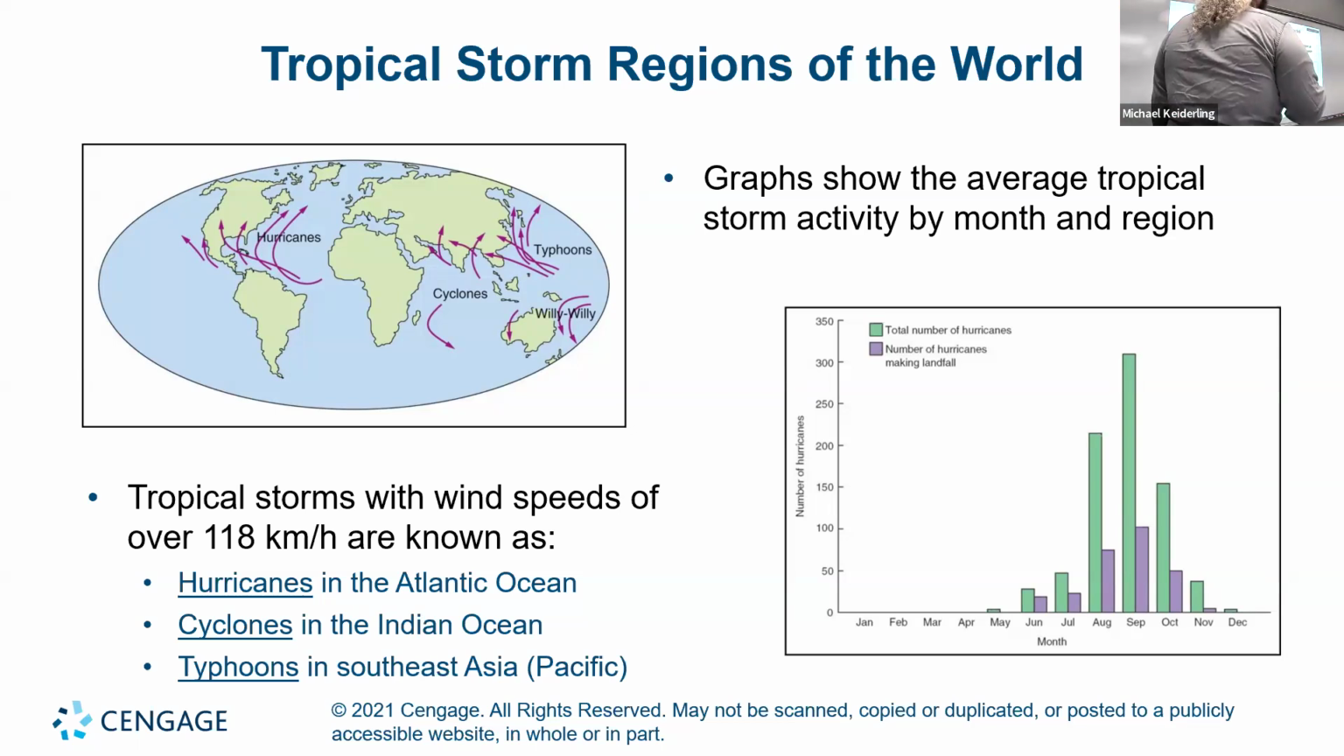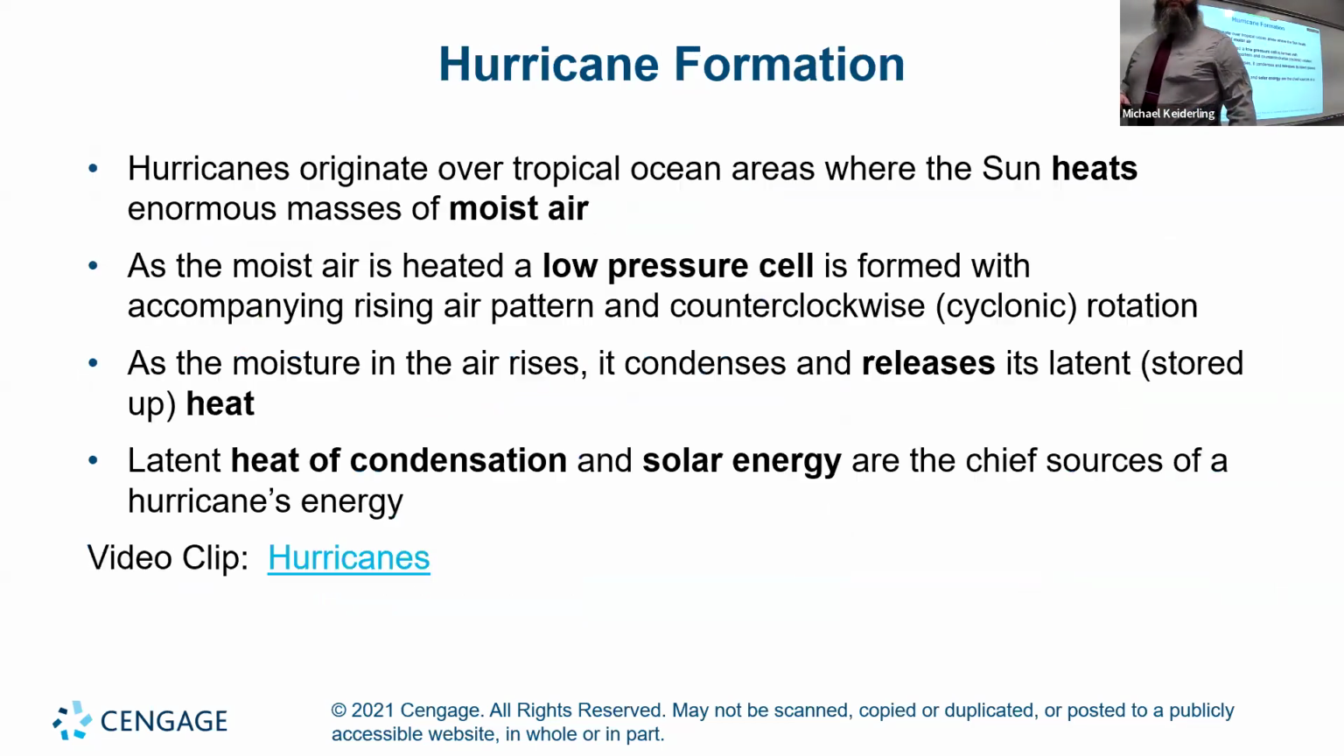And these show the average tropical storm activity by month and region. This is the number of hurricanes in green, and the purple is the number of hurricanes making landfall. Hurricane season peaks in about August, September, starts to peter off in October. So late summer, early fall is the peak of hurricane season.